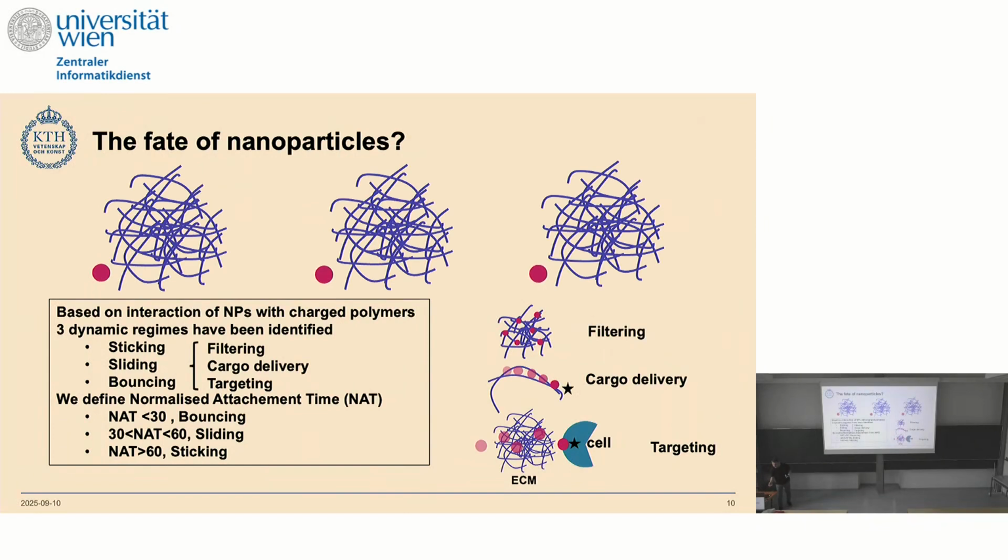So what we were interested in was the fate of nanoparticles, what happens to the nanoparticles, because they reported that some of them stick, some of them slide on the fibers, but some of them are directed in different directions, so that they cannot reach the target. So we were able to analyze the dynamics and propose three different dynamics, all three of which can be useful depending on the application that they are used for.